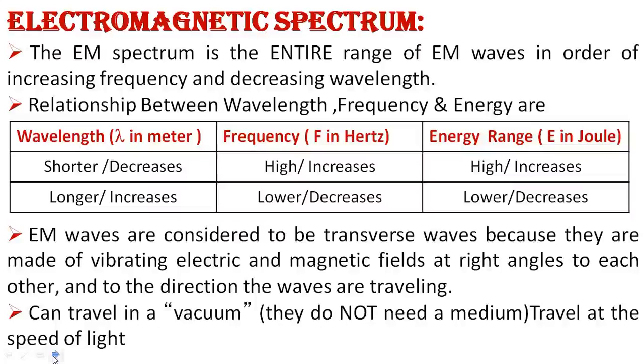EM waves are considered transverse waves because they are made of vibrating electric and magnetic fields at right angles to each other and to the direction the waves are traveling. They can travel in a vacuum. They do not need a medium, and they travel at the speed of light.